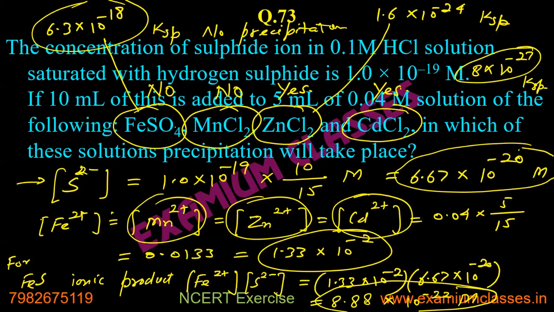Because the question is in which of the solutions precipitation will take place, your answer will be as ionic product of ZnS and CdS is greater than their respective KSP values, hence precipitation will take place in case of ZnS and CdS.